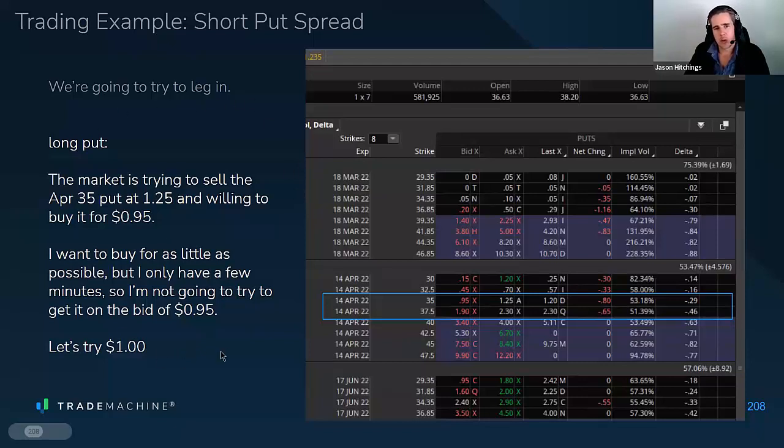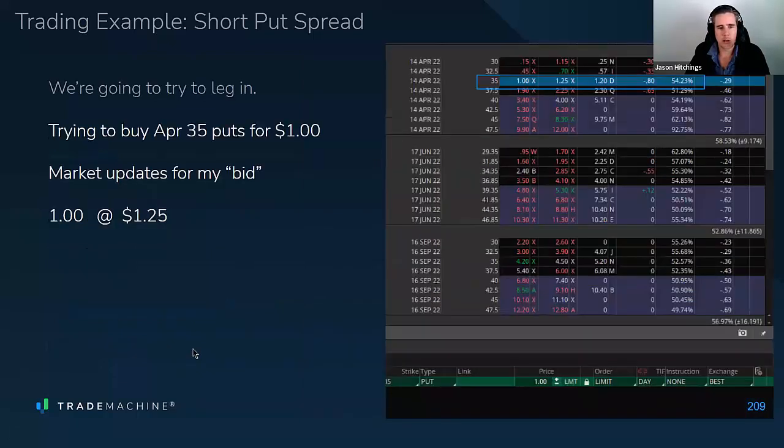I'm doing this trade with only maybe 5 or 10 minutes left in the market, and so I don't try for 95 cents. I'd have to wait for a long time. I don't know how much volume there is. I could add volume here, but I'm not going to try to be that aggressive. So I'm just going to see if I can get it for $1. Maybe there's someone waiting out there to trade it at $1. So I put in a bid to buy it for $1. The market changes to $1 at $1.25.